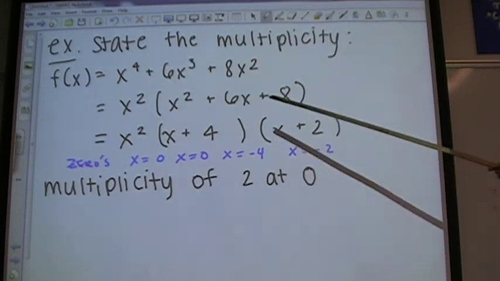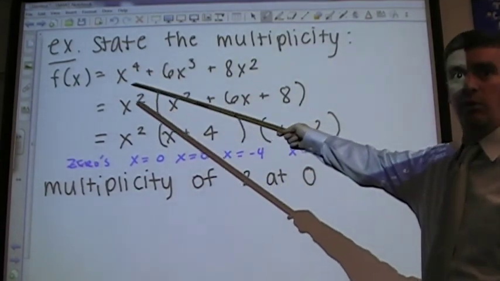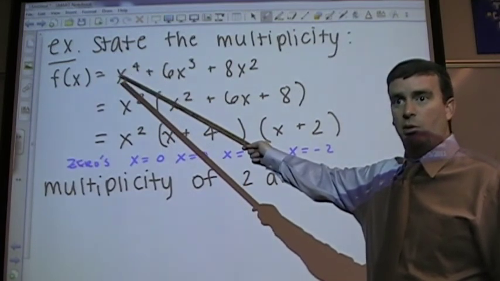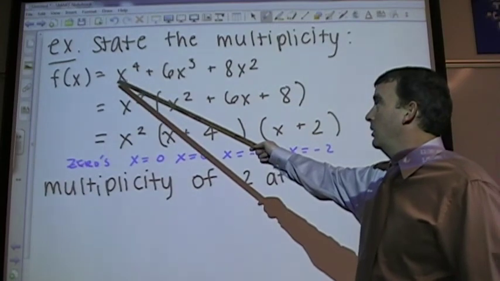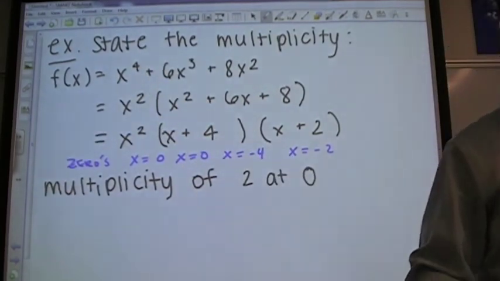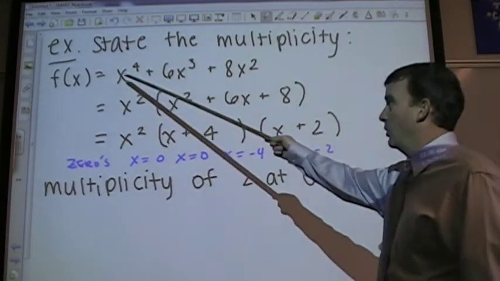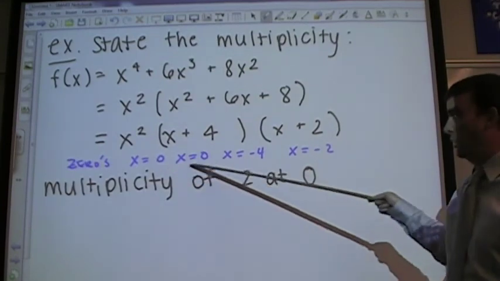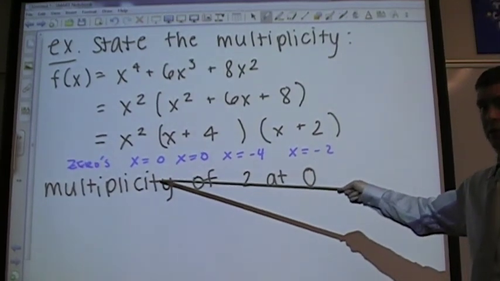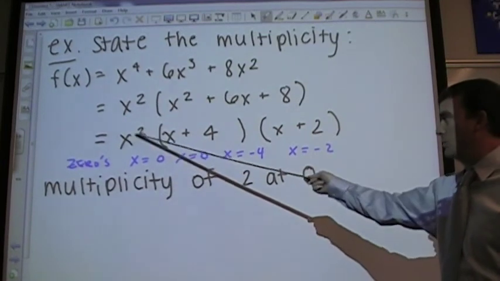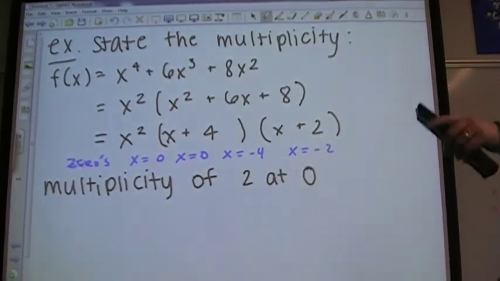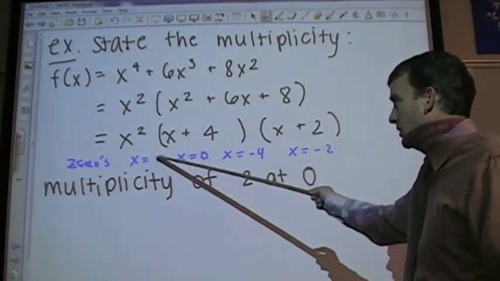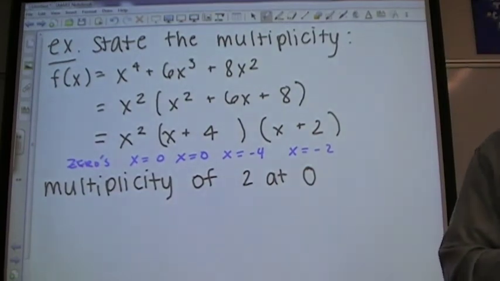Now, just looking at the original problem, the standard form problem, what's your degree here? Quartic. Yeah, so 4th degree polynomial, quartic. So the degree also tells you the number of zeros there are. So if we have x to the 4th, we know there are 4 zeros. Here are my 4 zeros. 0, 0. Don't just put one 0. Right there, you should know you're missing 1, because we know there should be 4. So it's 0, 0, -4, and -2. So now that I have more than 1 at 0, I have a multiplicity of 2 at 0.